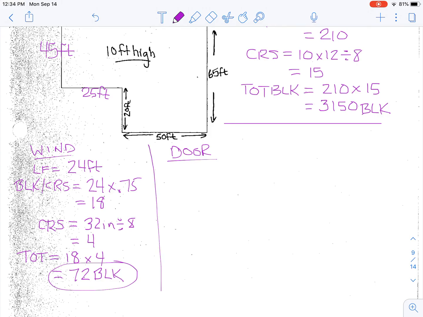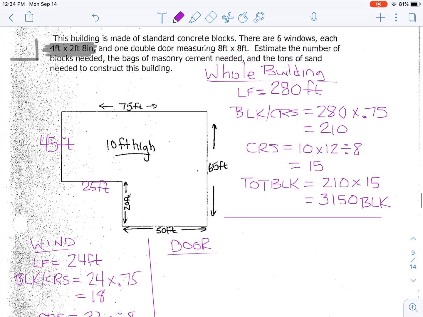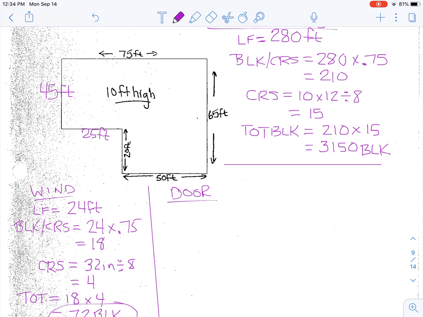So now let's think about the door. The door is an 8 by 8. It's a double door, but it's 8 by 8. So the linear feet is just 8 feet because it's just the part that touches the ground. Now we're going to do block in a course. Block in a course, we take our linear feet, we multiply it by 0.75. That's 8 block in a course.